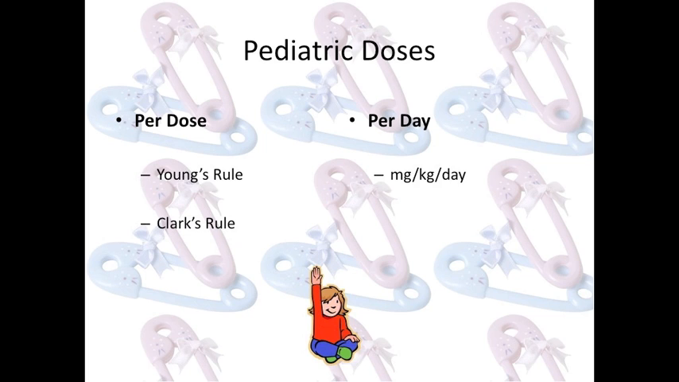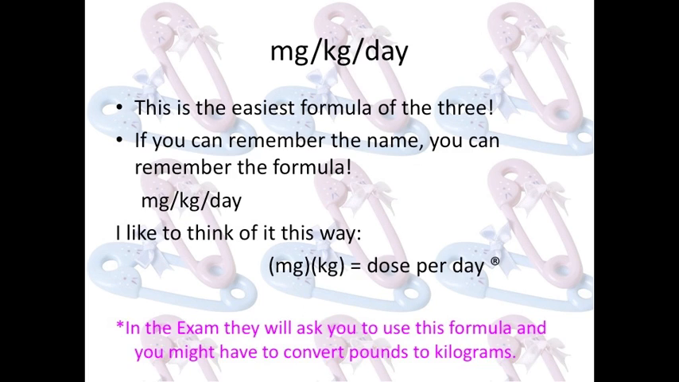So you have the 2 groups. Per dose includes Young's rule and Clark's rule. And in the per day group, you have the milligram per kilogram per day formula. Milligram per kilogram per day. This is the easiest formula of the 3. If you can remember the name, you can remember the formula. And the name is milligram per kilogram per day. So now you know the formula.